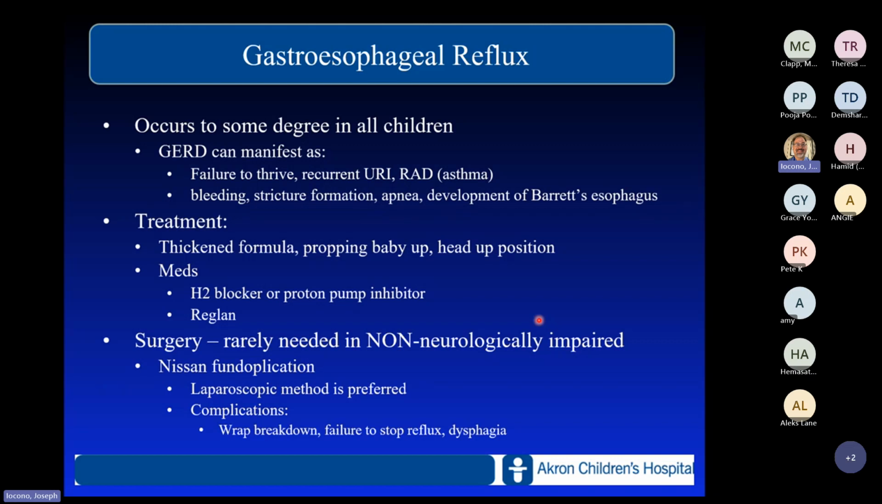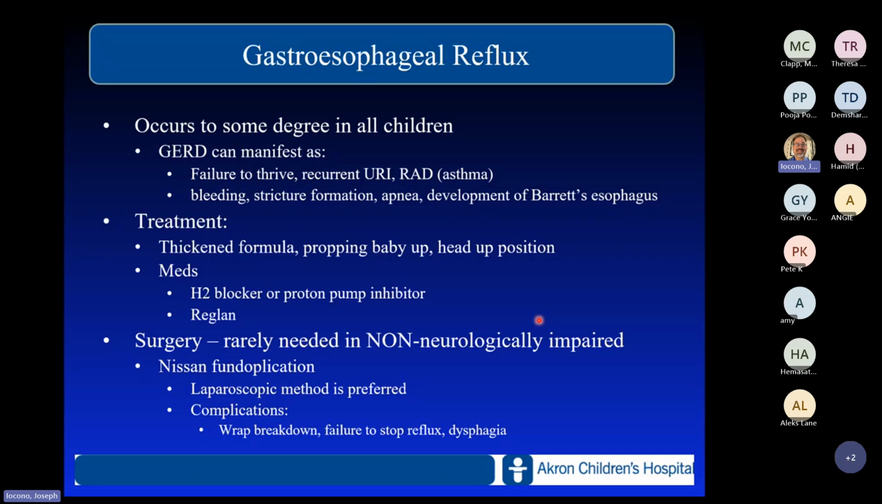If you have a gastric outlet obstruction or relative pyloric spasm or pyloric stenosis, you obviously will make it worse. Reglan, you have to worry about the side effects of Reglan, which some come up on the test, is tardive dyskinesia, and that's a bad thing. It doesn't go away. So some pediatricians are afraid of Reglan. Surgery is rarely needed in a non-neurologically impaired child.